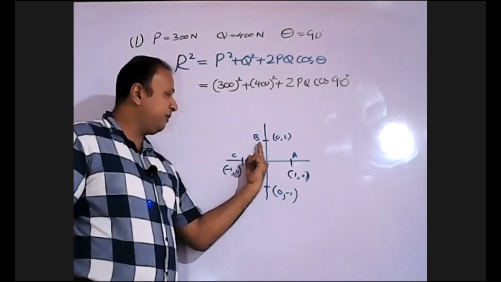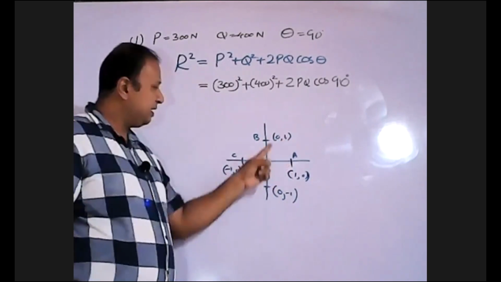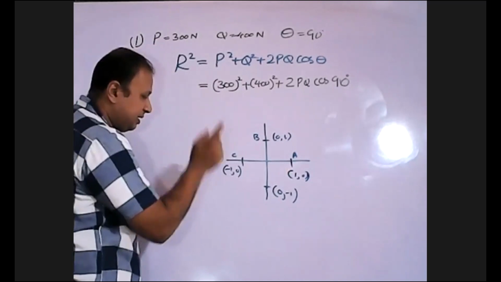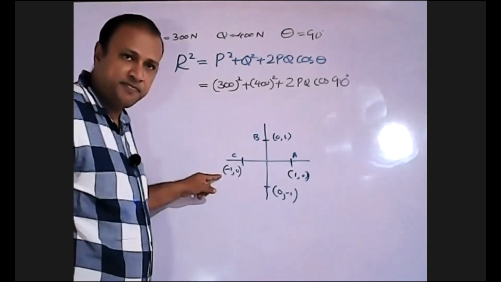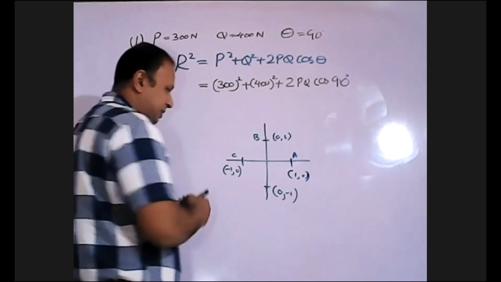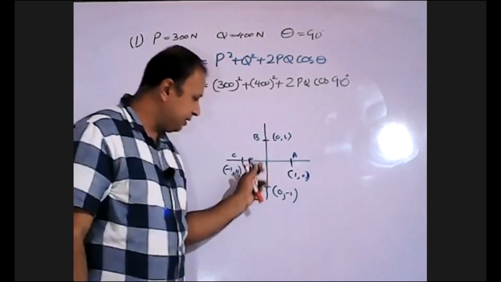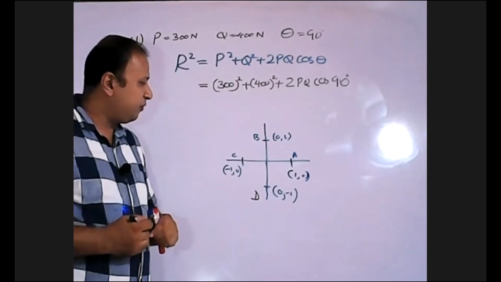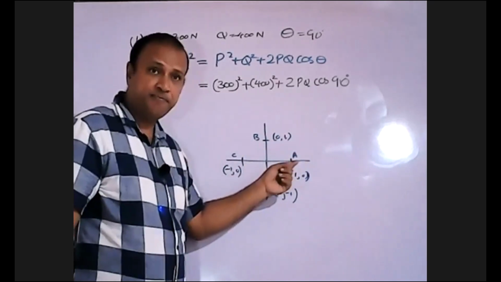For any angle related to point B, the x value is 0 and the y value is 1, because the Cartesian coordinate of point B is 0, 1. The Cartesian coordinate of point C is minus 1, 0. Therefore, for any angle related to point C, the cos value is minus 1 and the sin value is 0. Likewise, for point D, the cos value is 0 and the sin value is minus 1. Therefore, for an angle related to point A, you can take some examples.